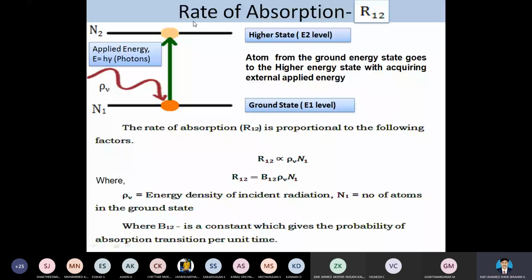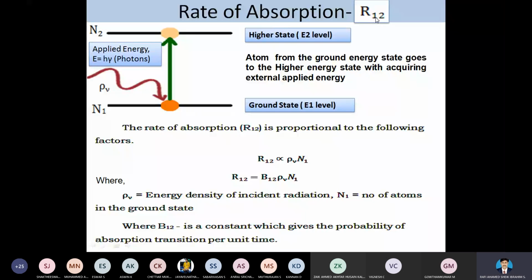Here we can see the rate of absorption. The rate of absorption is given by the symbol R12. R stands for the rate. Here 1 and 2 stand for the change, the displacement, the motion of the particle. Initially the atom is in the ground state, that is 1. That's why we write it as 1.